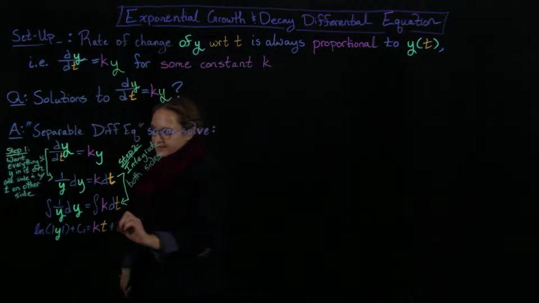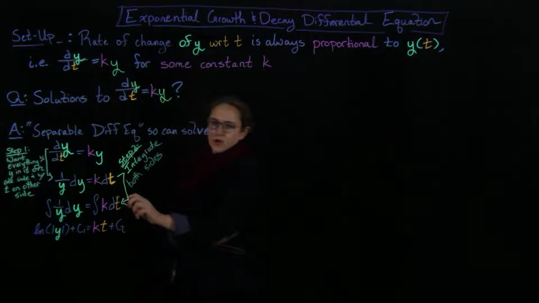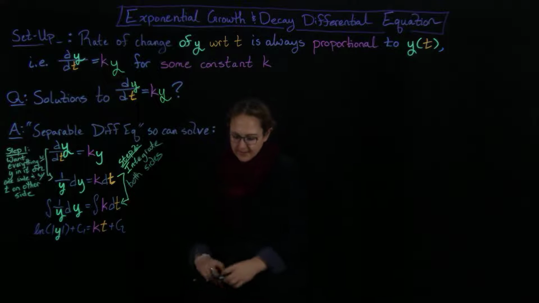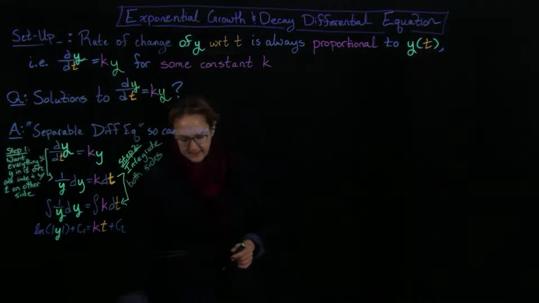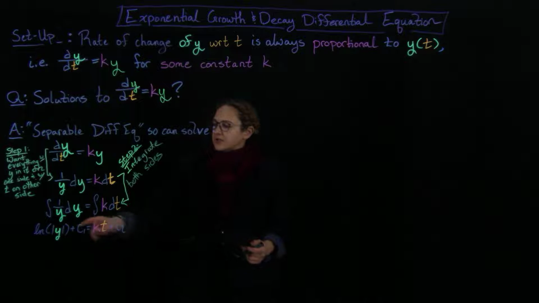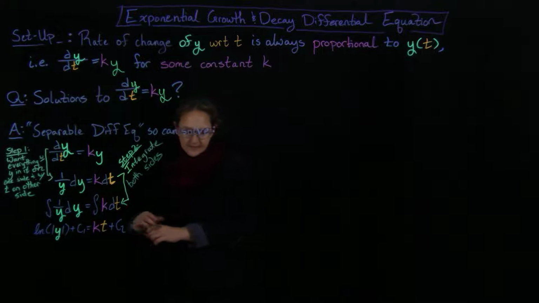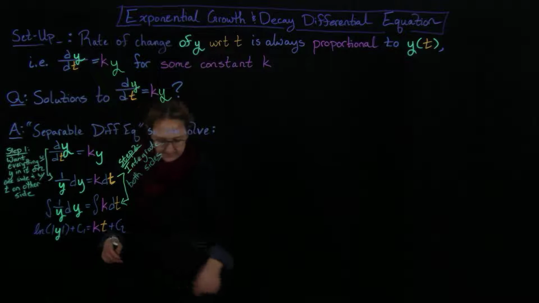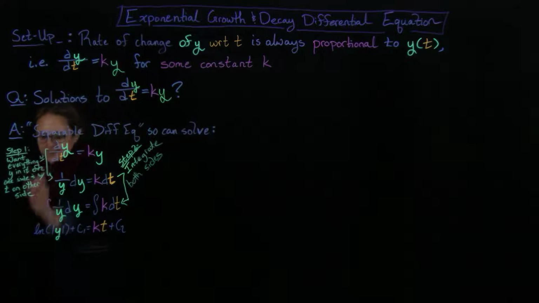Right, this is just standard integration. This is a constant, so it picks up whatever I'm integrating with respect to in front of it, and that's it. But now I actually want to solve for y. So step 3 is solve for y.